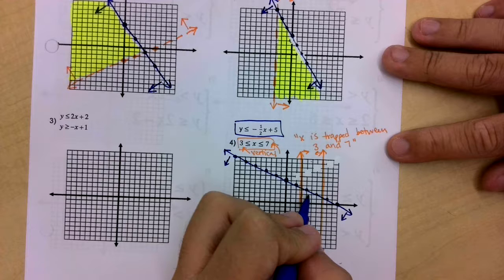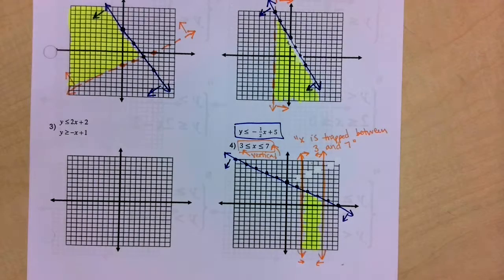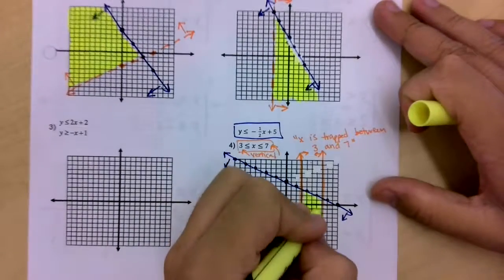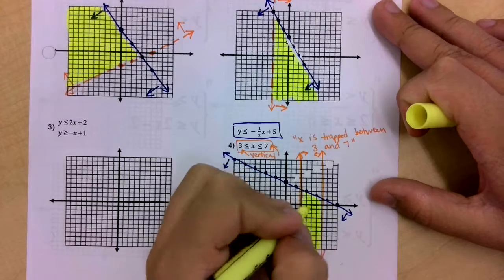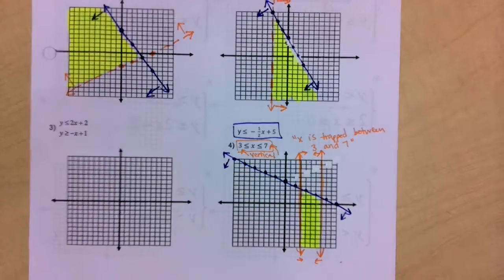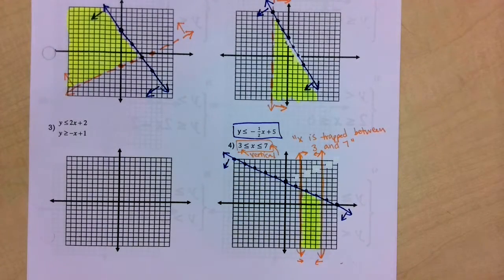That is going to leave us with this section. This right here in the yellow, all right there, that is what we're going to be with for our overlapping region for the answer to our systems of inequalities. Let me know if you got questions.